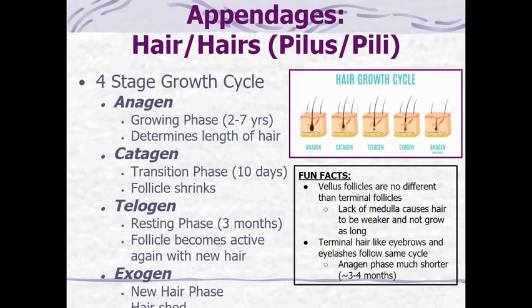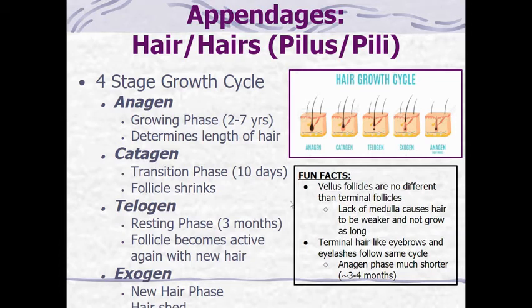And during this point, the follicle becomes active, but it's growing a new hair. So the old hair is just kind of sitting there, and the follicle starts to grow a new hair. And exogen is when the new hair is taking over. And so that old hair that was just sitting there is shed.